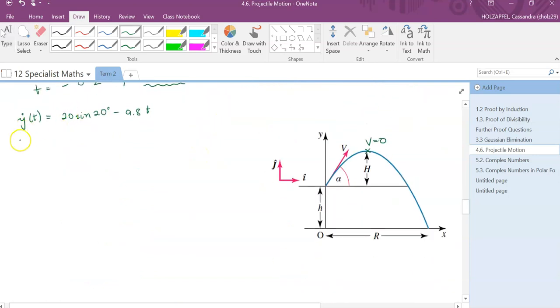Okay, so what we need to do then is find that value when the velocity is equal to 0. So that's going to be equal to 20 sine 20 degrees minus 9.8t.